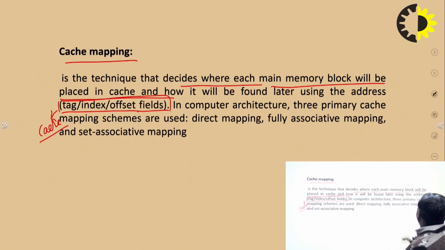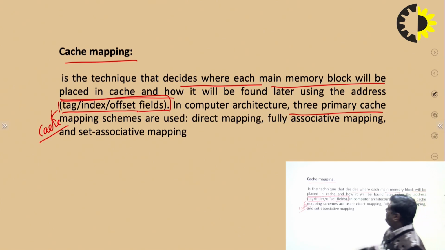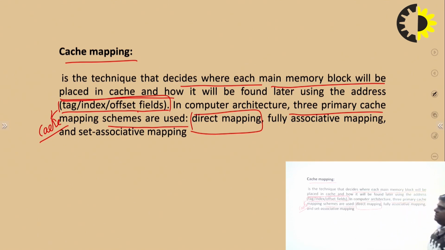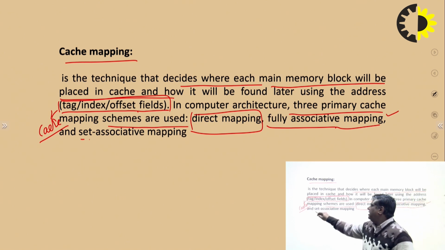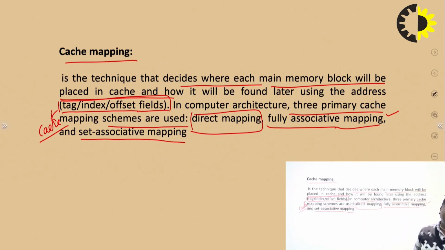In computer architecture, there are three types of mapping schemes used. The first one is direct mapping, which is the most important mapping, and every year numerical questions are asked on direct mapping. Fully associative mapping is also important, and set associative mapping is also an important type of mapping. But for direct mapping, a lot of numerical questions are asked in university examinations and in the GATE examination also. So, we are going to discuss the basic concept of direct mapping.